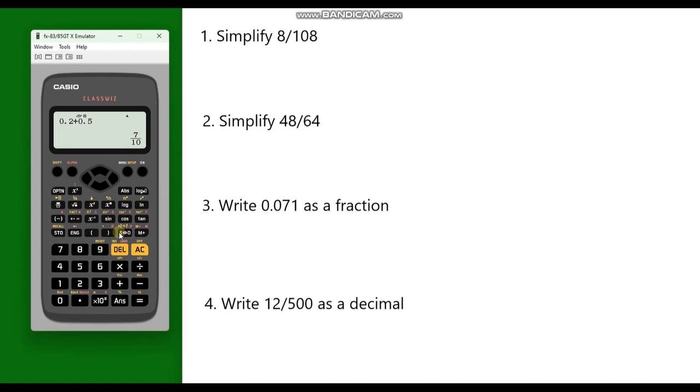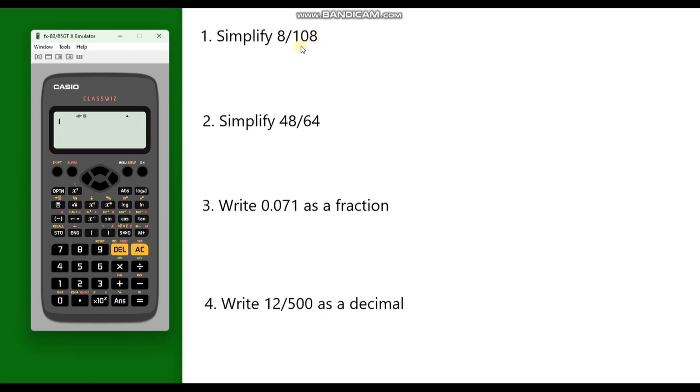So it should really say FD, that would make more sense. But if you just click that, you're going to go from a fraction to a decimal. If you click it again, you go back to a fraction. So it's just interchanging between fractions and decimals. Okay, so if we go through the first one, simplify 8 over 108.